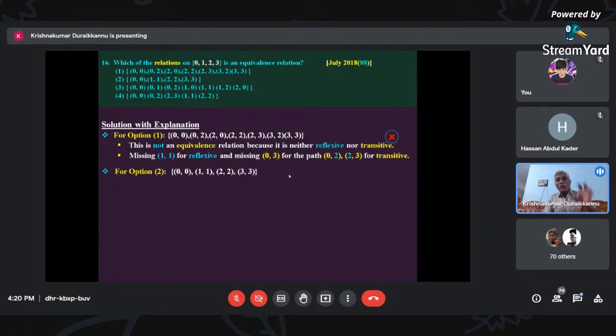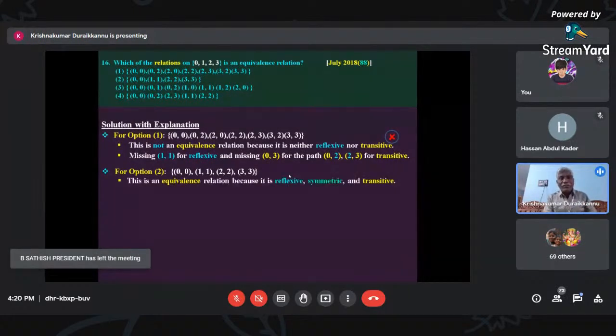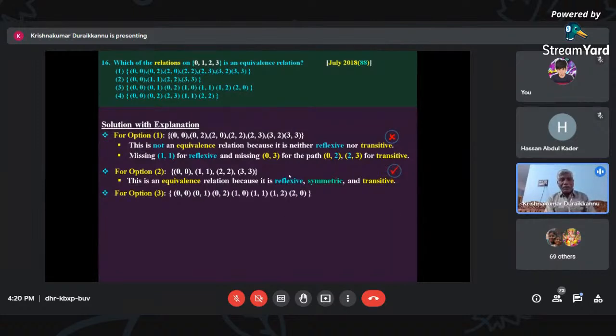Otherwise, if the set contains only identical pairs, that is (0, 0), (1, 1), (2, 2), (3, 3), or (A, A), (B, B), (C, C), (D, D) only, then that relation fully satisfies all three conditions: reflexive, transitive, and symmetric. So it is an equivalence relation because it is reflexive, symmetric, and transitive. Just now I told you. Here we know 2 is the correct answer.